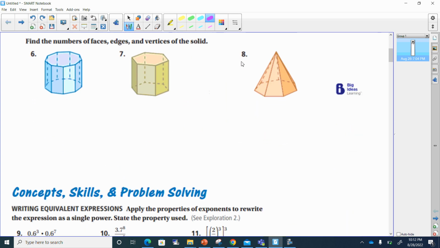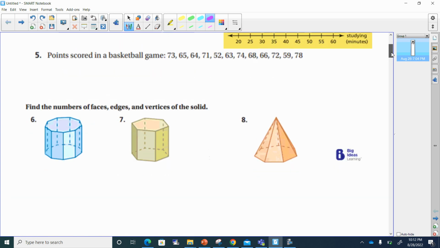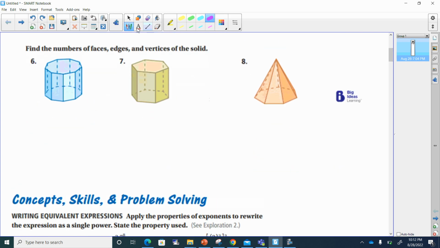Find the number of bases, edges, and vertices of the solids. All right. So first, the faces of the first one. Faces are the sides, all these faces that you see. I see 1, 2, 3, 4, 5, 6, 7, 8, 9, and then there's a side up on top and on bottom. That means 11 faces.